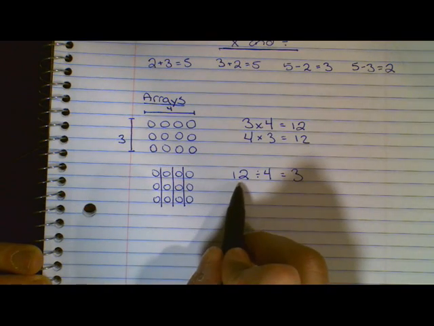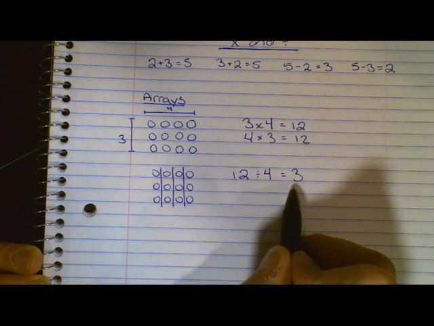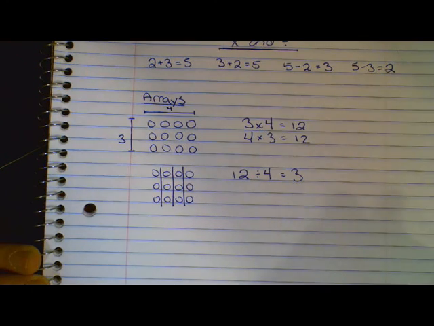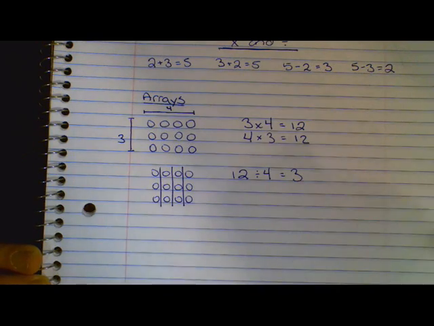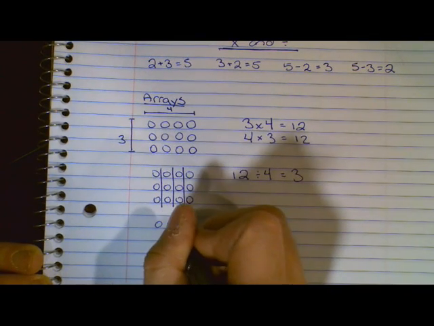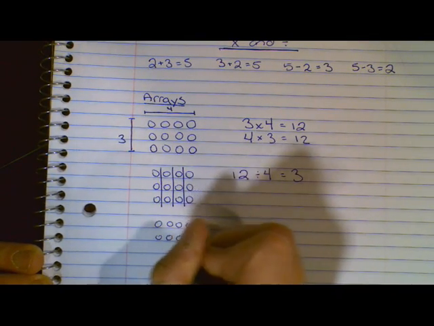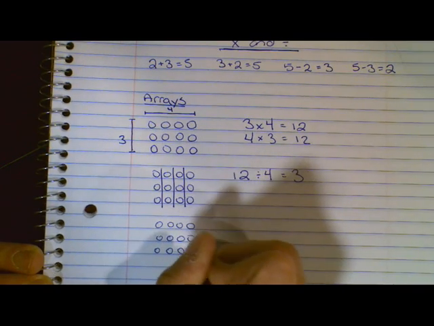So 12 things divided into 4 groups. There's going to be 3 things in each group. Okay, so that's the first way I can split it. The second way I can split it, this involves a lot of drawing on my part. It'll be much easier for you.